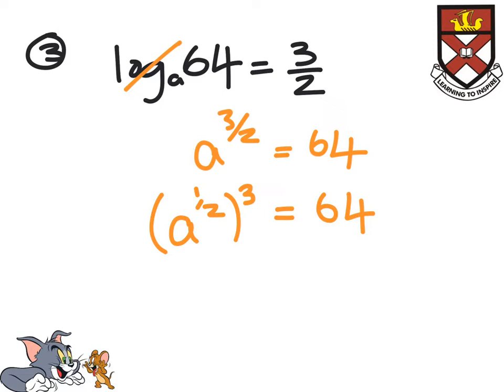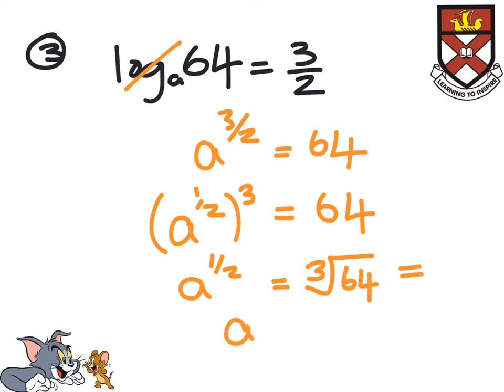Why am I doing that? Because I can then write a to the power a half equals the cube root of 64. Once you know what that is, we can then work out what a is. There's a few ways to get to that answer, guys. That's not the only way, but it's one way that works. You can use that one, or see if you can find your own method.